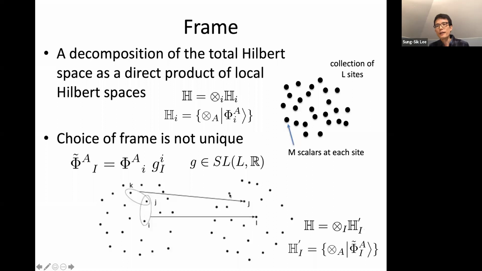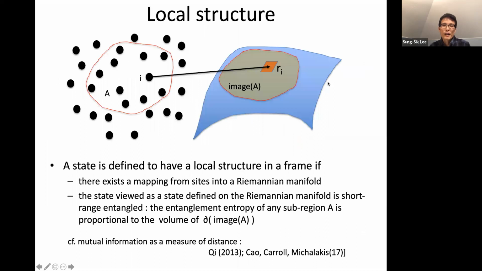Now, once we choose a frame, we can ask whether the state has any sense of locality or not. I'm going to say a state has a local structure if the following conditions are satisfied. The first condition is that there exists a mapping from sites to a Riemannian manifold with well-defined dimension, topology, and some sense of distance. And more importantly, we can now view this quantum state defined on the sites as being defined on this Riemannian manifold, right? Maybe more accurately, on some lattice sitting on the Riemannian manifold.